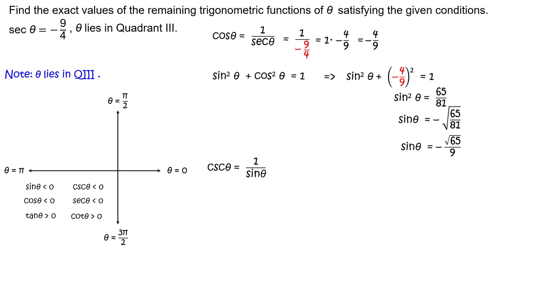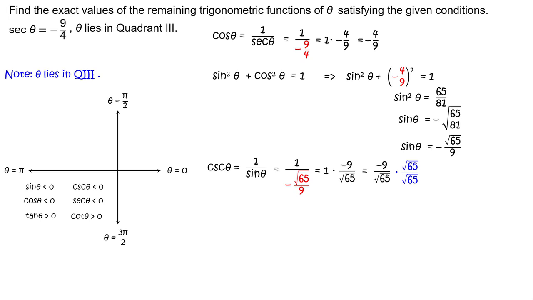Write cosecant of theta equals 1 divided by sine of theta. Substitute negative square root of 65 divided by 9 for sine of theta. Next, recall that dividing by a fraction is equivalent to multiplying by the reciprocal of that fraction. So rewrite 1 divided by the quantity, the square root of 65 divided by -9, as 1 times -9 divided by the square root of 65. Simplify to get -9 divided by the square root of 65.